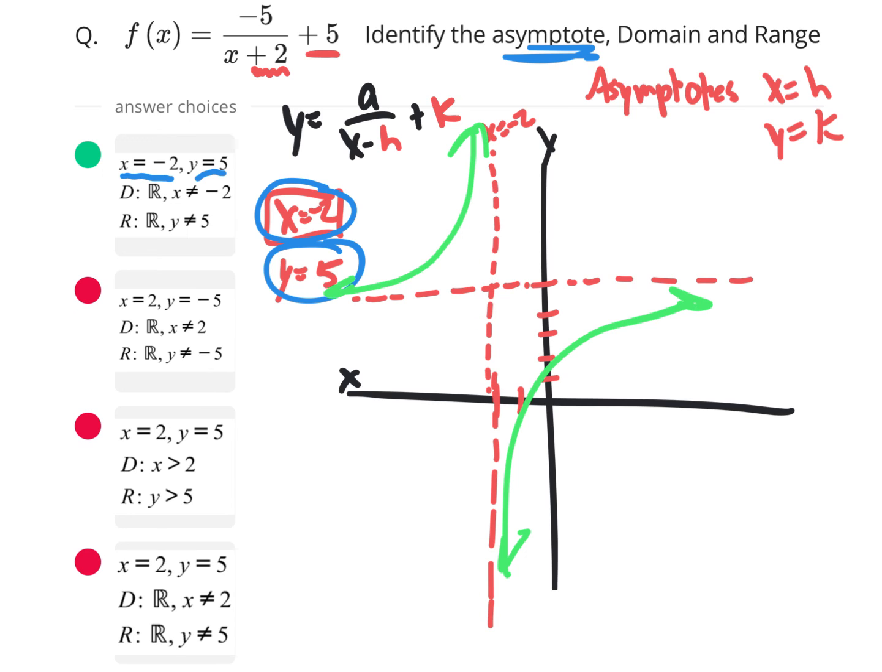Everything up, everything down, but it can't be the asymptote y value of 5. So the domain is all real numbers, but it cannot be -2 because that's the asymptote. And the range, the y values could be all real numbers, but y cannot be the asymptote 5. So that's the explanation. I hope this helps.